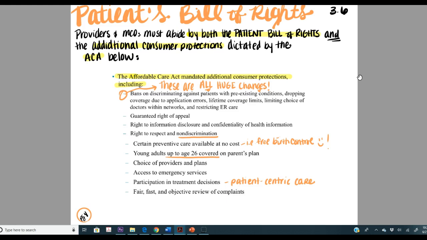The choice of providers and plans expanded, and then again, access to emergency services and participation in treatment decisions became more of a focus, so care became more patient-centric. And then also they expanded these provisions to include fair, fast, and objective review of complaints. So there were a lot of good things that came from the ACA consumer protections that were added, in addition to that patient bill of rights. And you're going to want to make sure you know all of those, because I'm pretty sure there are probably test questions on those. Just throwing that out there.